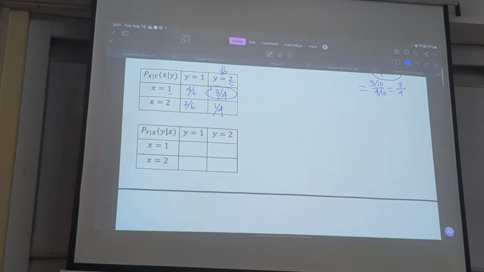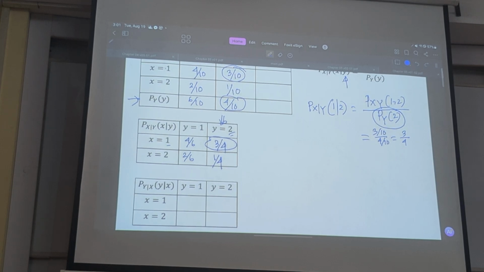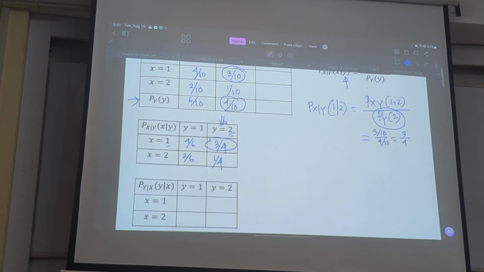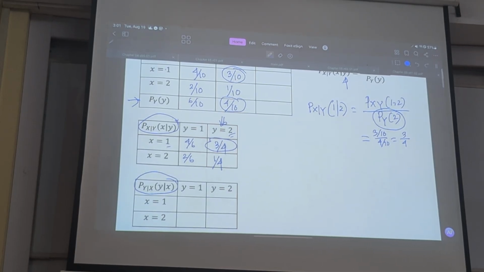And if we go for this one, 4 by 7, understand, this is x given y. This one, 2 by 7, 3 by 7, 1 by 7. Can you do that? Yes, sir. Do it. 4 by 7. I think now we can fill it up, right? This is primary school level: dividing 3 by 10 by 4 by 10, dividing 1 by 10 by 4 by 10. Now y given x.